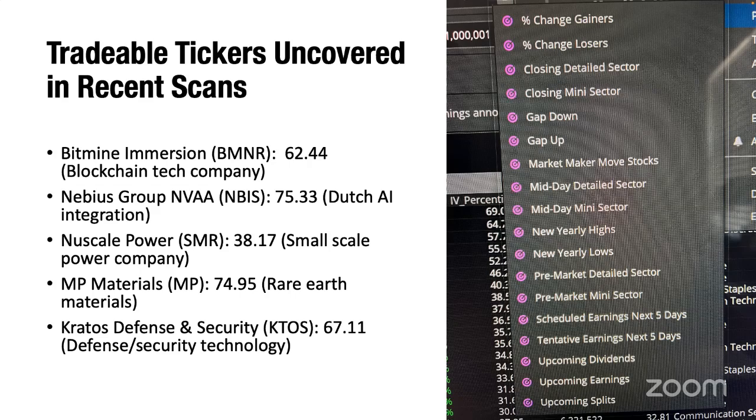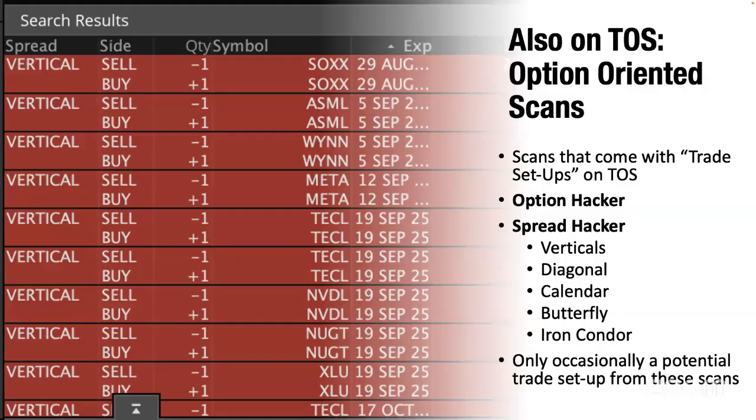Thinkorswim also offers an unusual scan, and I'll take a look at it when we go out there. They have something called both an option hacker and spread hacker. I fool around mostly with the spread hacker, where you can call up verticals, diagonals, calendars, butterflies. This really takes you, rather than to the stock, right up to a potential trade setup.